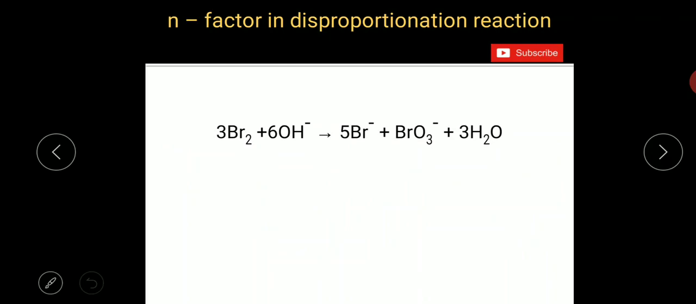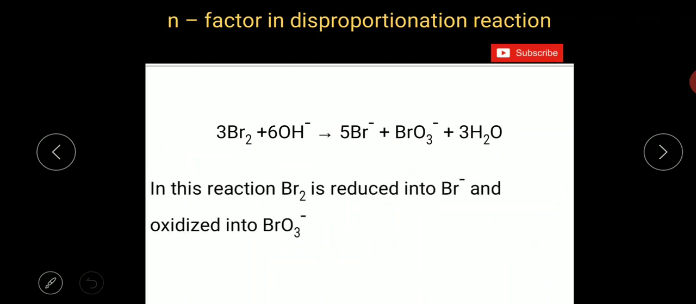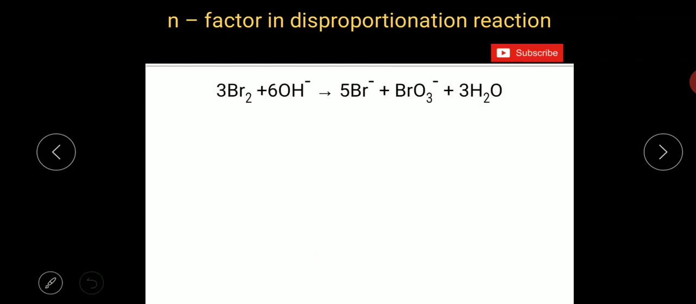Come to another reaction in which bromine in basic medium got converted into Br minus and BrO3 minus. In this reaction, Br2 is reduced into Br minus and oxidized into bromate BrO3 minus. Let us see how to find out n factor of Br2 in this reaction.